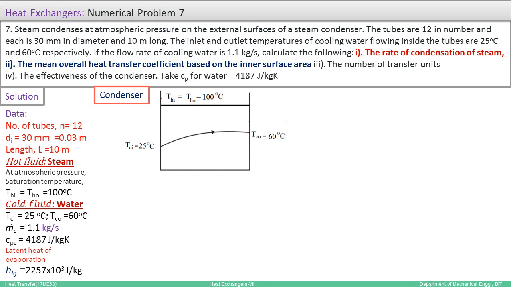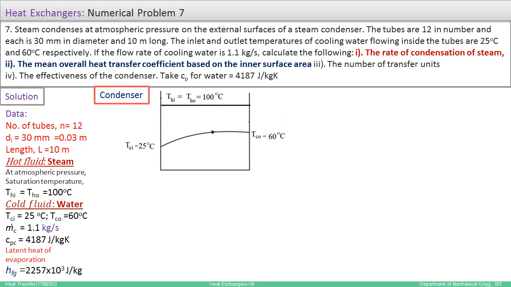So we shall list out the same here separately. Number of tubes 12, diameter 30 millimeter, expressed in meters also. Length is 10 meter. Hot fluid is the steam, at atmospheric pressure, saturation temperature is 100 degrees Celsius. CPH is not necessary. The cold fluid is water. CPC is 4187 joule per kg Kelvin, and it's also necessary even if it is not given.